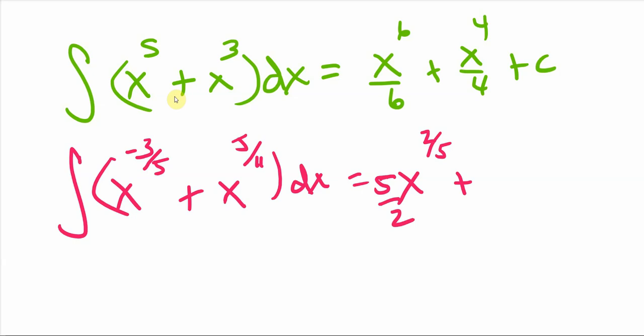Plus, here I'm going to go 5/11 plus 11 over 11. It's going to give me x to the 16 over 11. And then instead of dividing by 16 over 11, I'm going to multiply by 11 over 16, and I add my c. All right, that's going to conclude my video on antiderivatives.